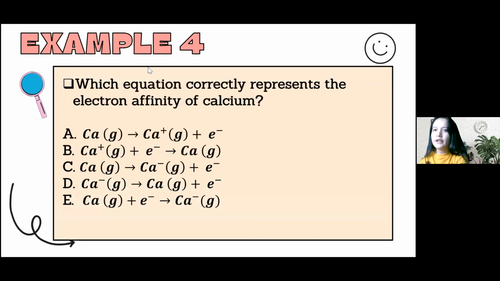Example number 4. Which equation correctly represents the electron affinity of calcium? For the first electron affinity of calcium, we start with the neutral gas phase calcium and form the anion calcium upon the addition of one electron. This means the answer will be E.